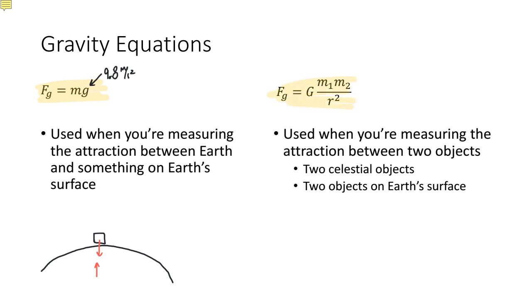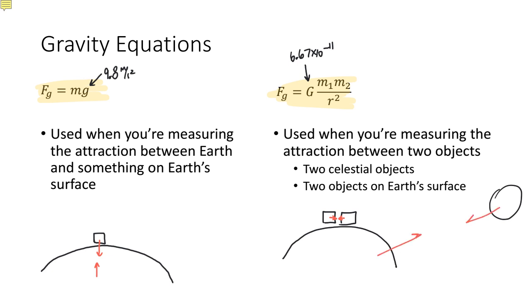This equation right here, G m1 m2 over r squared, has capital G, which is 6.67 times 10 to the negative 11th, the universal gravitational constant, and is used when you're measuring the attraction between two objects. So if there were, for example, 2 elephants on Earth's surface, you could use this equation to measure their attraction to each other, or even two celestial objects, such as the Earth and a satellite. You could use this equation to measure the attraction between these two.